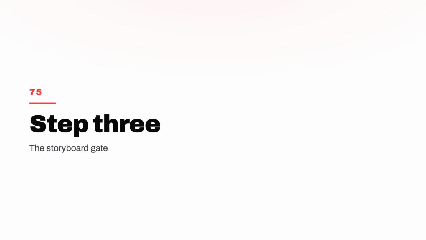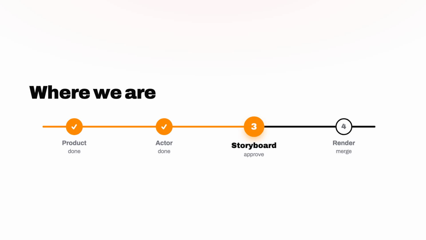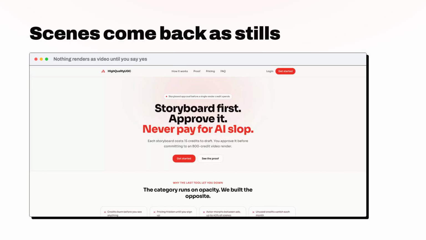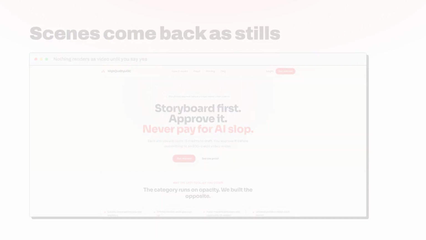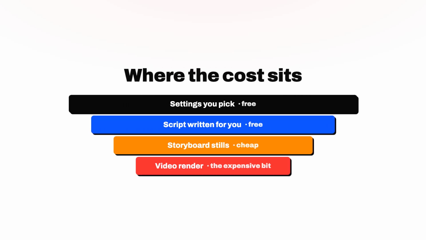Okay, step 3. This is the one I told you not to skip. Third of 4, and it's the one that protects your wallet. Here's what it looks like. Every scene comes back as a still image first. You approve them or you send them back. And the point of the gate is that the expensive step sits at the bottom after you've already filtered.